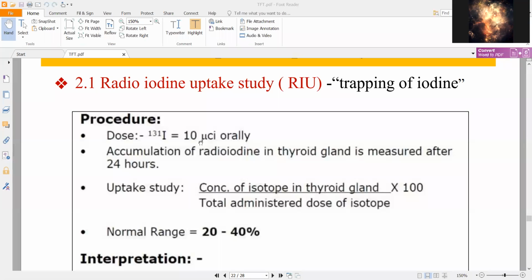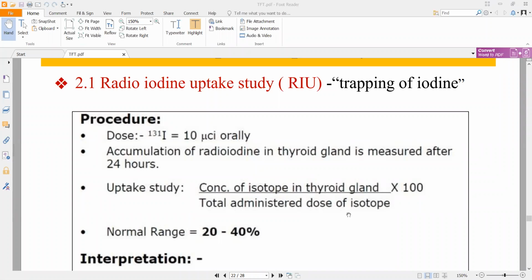Okay, I'll repeat the procedure once again. What is happening? You are taking a radioactive isotope of iodine and giving the patient that iodine orally. After giving that, you measure how much of the radioactive iodine is being taken in by the thyroid gland of that patient. Normally, if the patient does not have any problem in their thyroid gland, out of 10 molecules, 2 to 4 molecules should go inside. So if I'm giving 10 microcurie, the thyroid gland should ideally absorb 2 to 4 microcurie. That will give you a normal range of 20 to 40%.